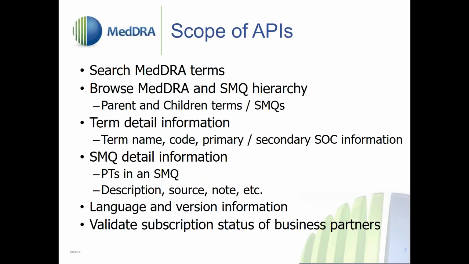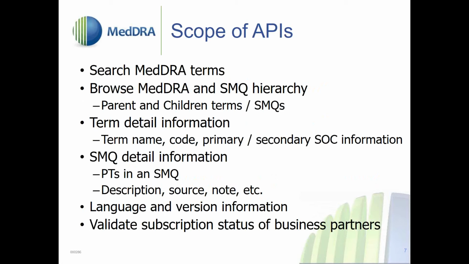So let's talk about the scope of the APIs. If you are familiar with the MedDRA web-based browser or mobile browser and the MedDRA version analysis tool, the APIs cover the scope of the features and functions of those tools. So what that means is that there are APIs for searching MedDRA terms and codes, the ability to browse the MedDRA hierarchy. So in other words, identify parents and children of specific terms, both on the SOC side as well as the SMQ side.